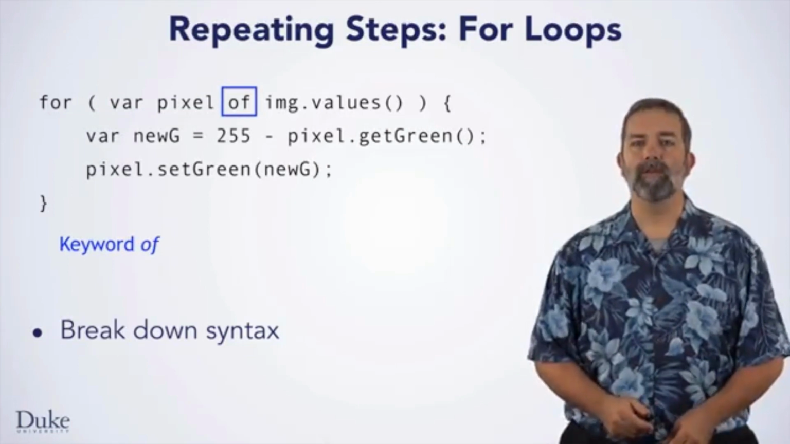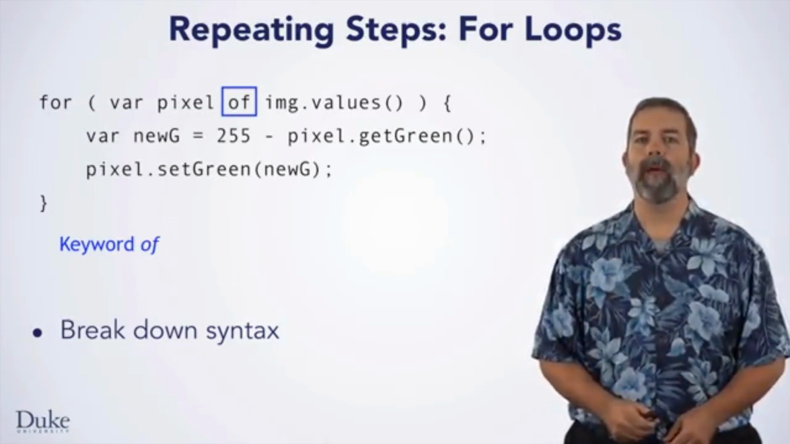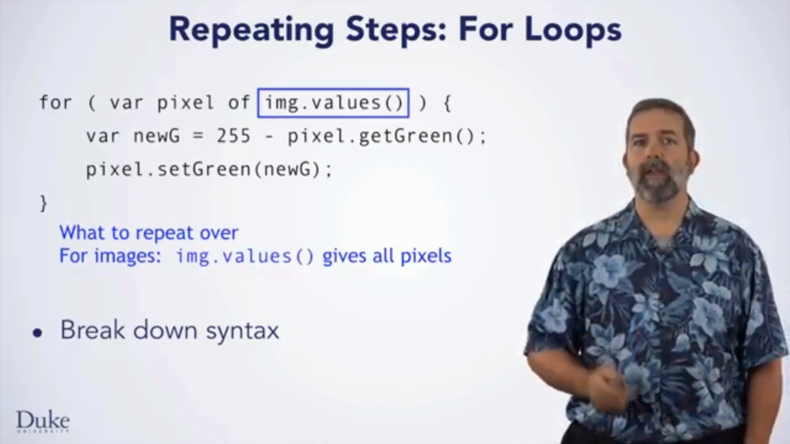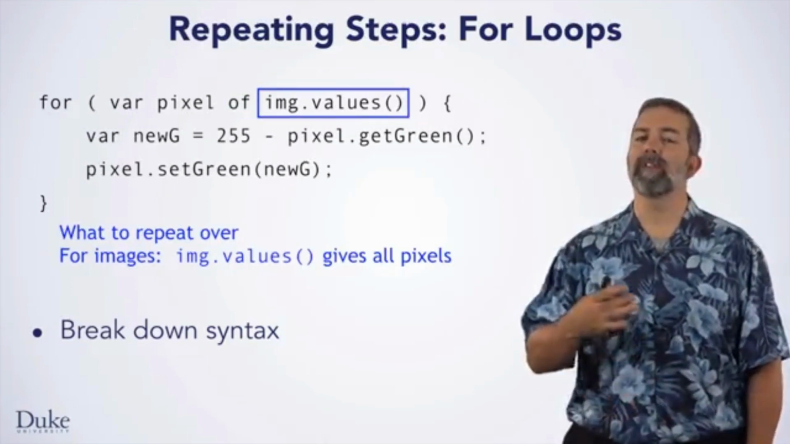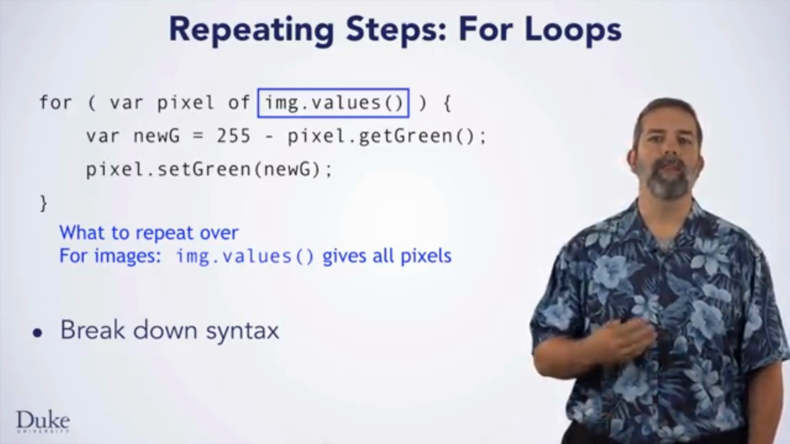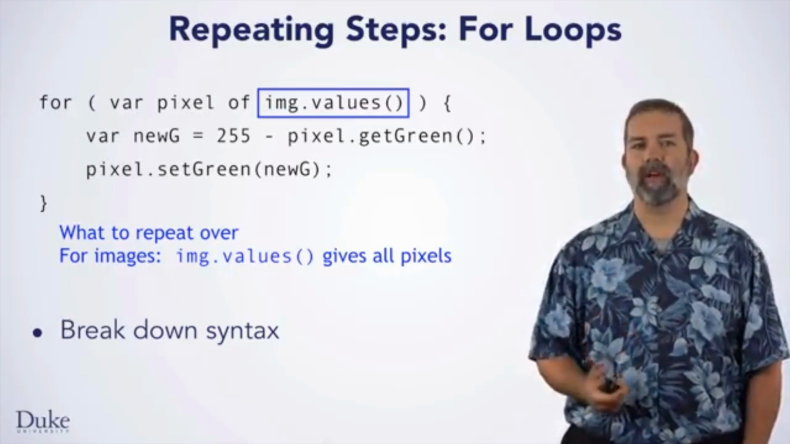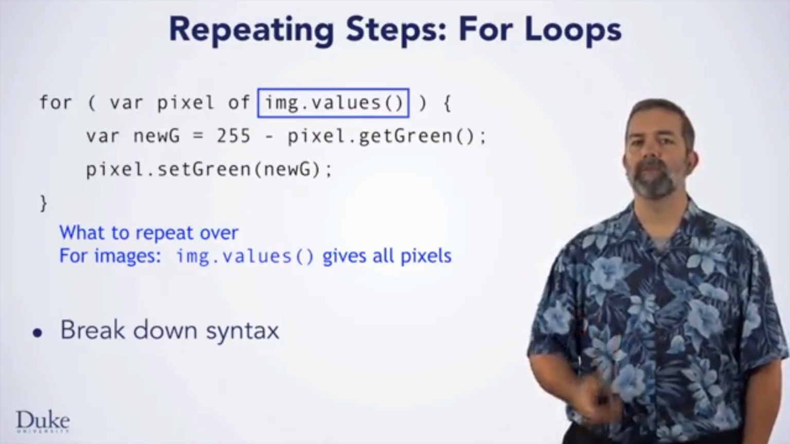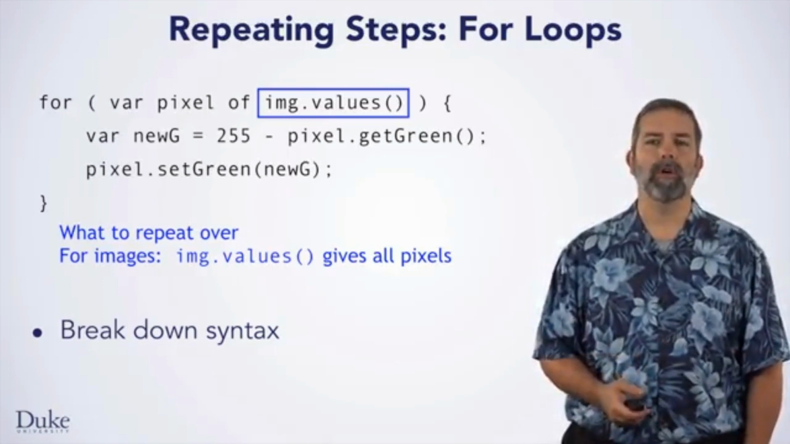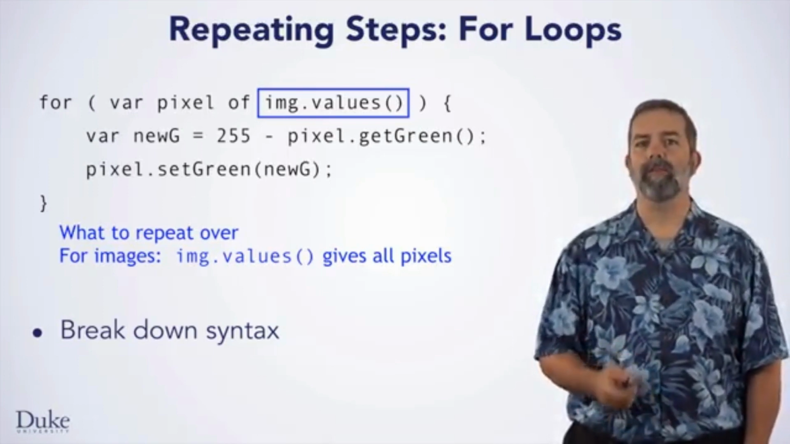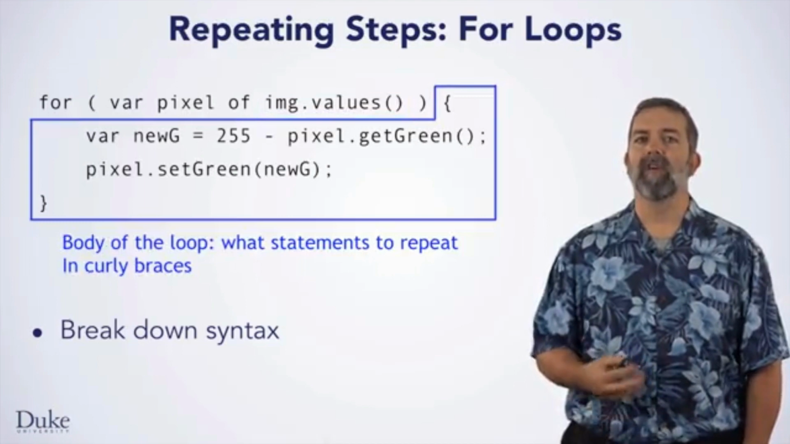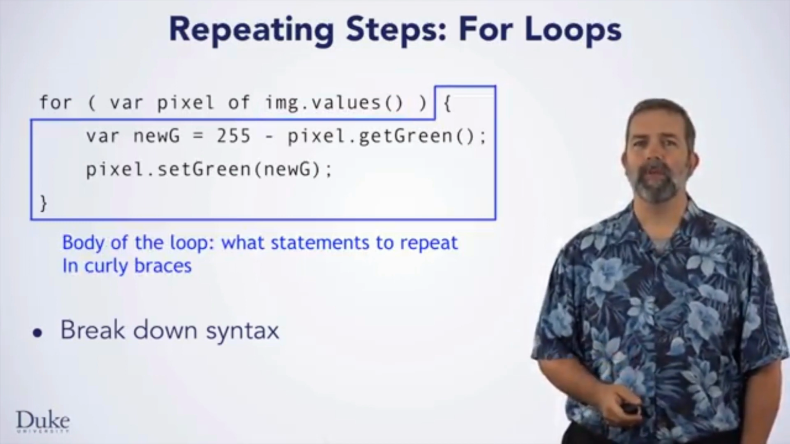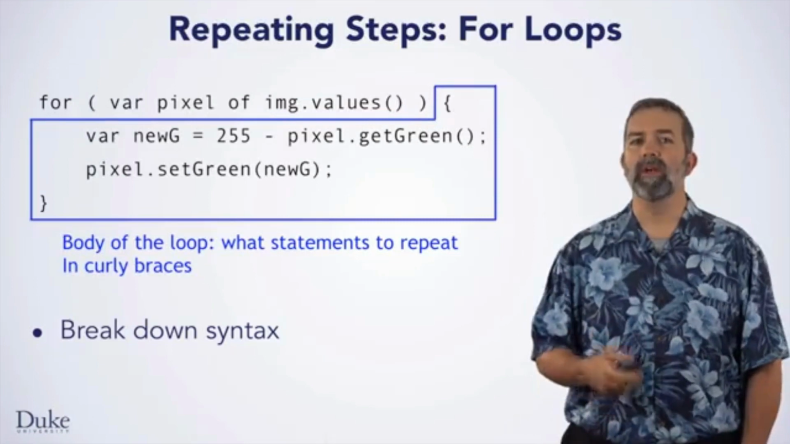Next is the keyword of, which says that you are about to say what pieces of data to iterate over. Then you have the expression that evaluates to the data you want to iterate over. In this case, we have image.values. The .values method inside of SimpleImage gives back all of its pixels to access each one in turn within the loop body via the variable pixel. Finally, you have the body of the loop inside of curly braces. The body of the loop is the set of statements that should be repeated for each piece of data.